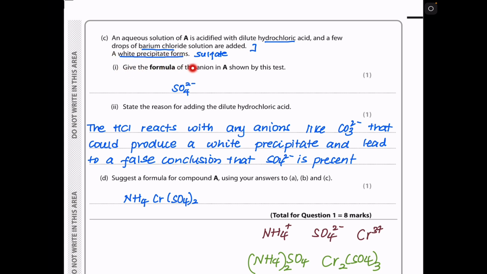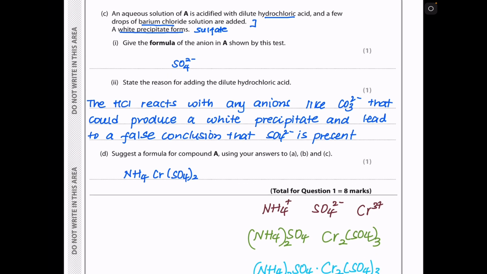They say give the formula of the anion in A, shown by this test. Anytime you see dilute hydrochloric acid accompanied by barium chloride, they are trying to test presence of a sulfate anion, and because a white precipitate formed, that is a positive test that a sulfate anion is present, and this is the formula. The next they say state the reason for adding the dilute hydrochloric acid.